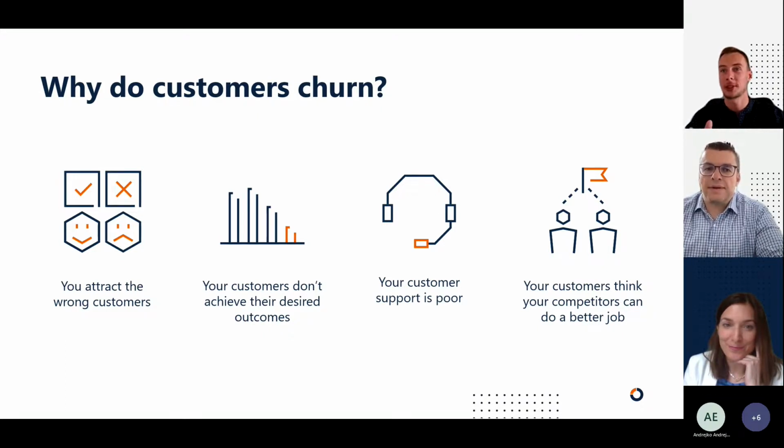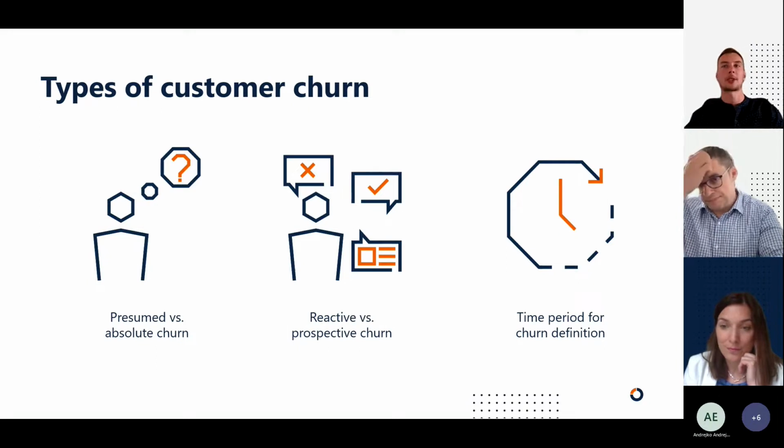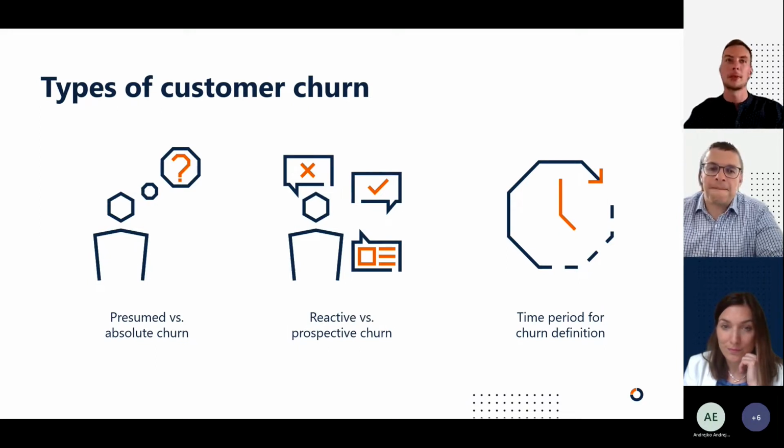Lastly, your customers might think that your competitors can do a better job. Again, that might be an issue of your product, but it can be an issue also of your marketing. So you need to somehow find out where the issue lies, improve it, and try to retain most of those customers. When it comes to types of churn, I have divided it into 3 buckets.